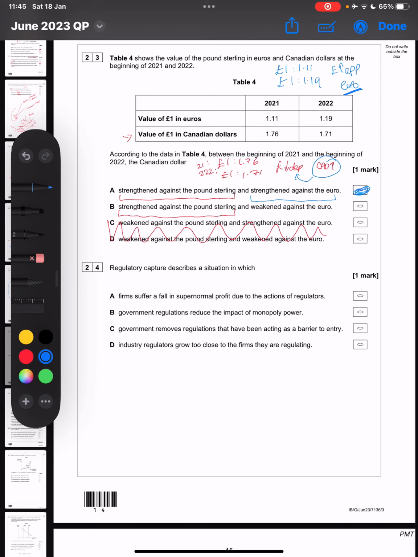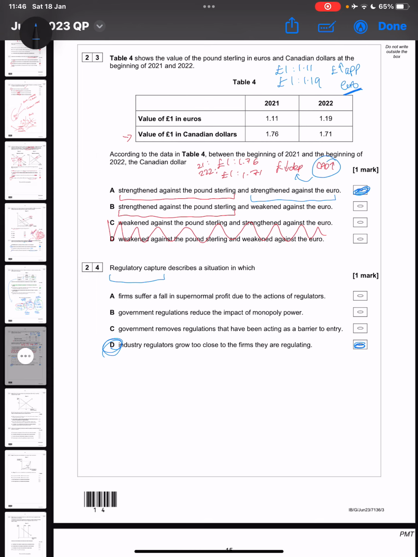Regulatory capture describes a situation in which, okay, this is basically when corruption sets in to a regulatory agency because they're helping the firm instead of regulating them. Firms suffer a fall in profit? No, I'm looking for some kind of corruption thing. Yeah, that's it. Industry regulators grow too close to the firms they are regulating. So basically they have friendly relationships with them. They're helping them instead of doing their job.